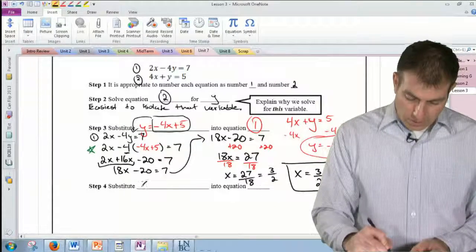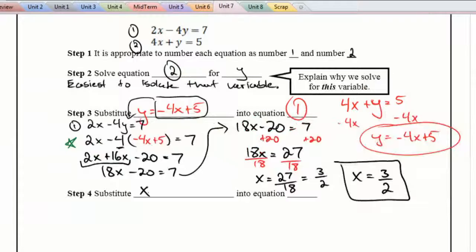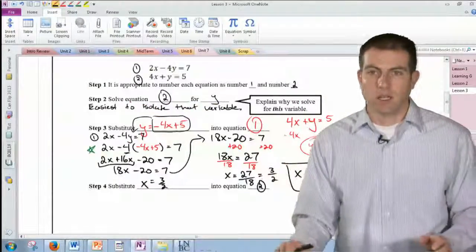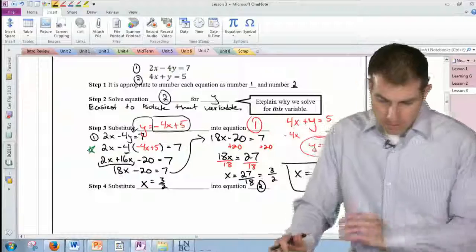So what we're going to do now, just like the elimination questions we did last day, is take x is 3 over 2 and substitute that into equation number 2. It doesn't really matter which one you pick. You can do either one, but we'll do it that way.